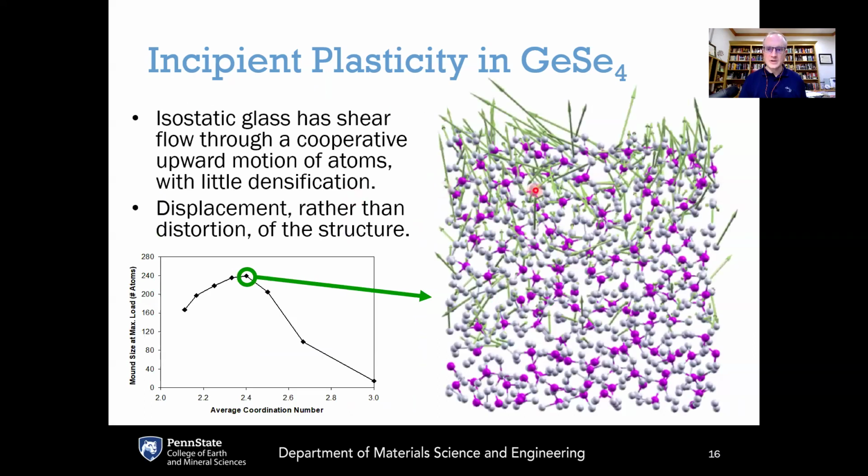However, if you look at GeSe4, the isostatic glass, this optimized glass, what you'll see is that you've got medium length arrows as expected in between the two, but there's really good alignment in the direction of these arrows. There's good alignment because of the isostatic nature of the system here, which means that the atoms can flow, but only cooperatively with each other. So there has to be cooperative motion, and that cooperativity is what's giving you the alignment of these arrows and ultimately leading to this maximum in the mound size.